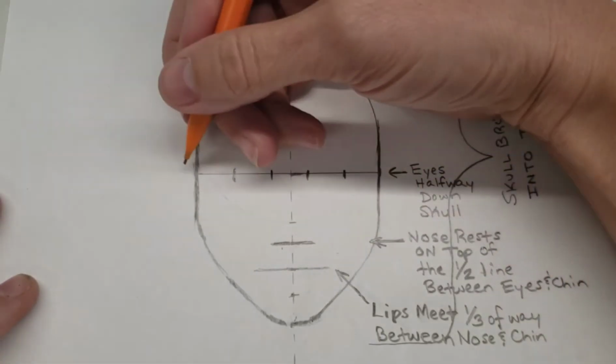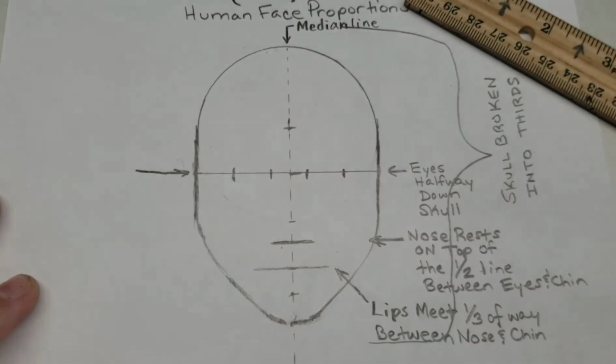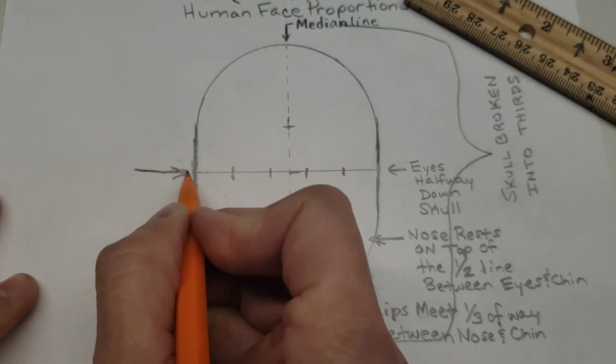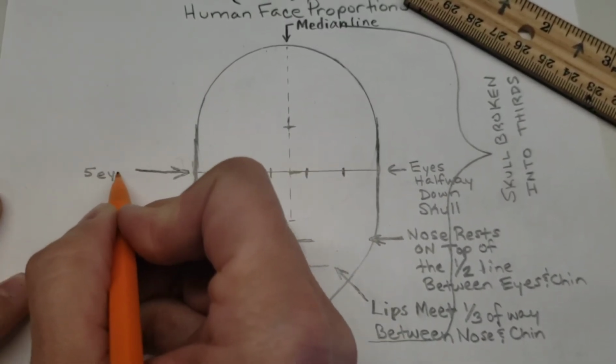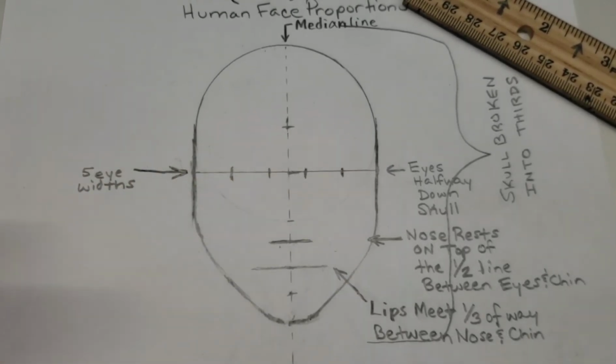So right here, you're going to put a little arrow, put a little bit of space like that, and you're going to write, it's not a very pretty arrow, 5 eye widths. There we go. So already you can see how this face map is working, right?